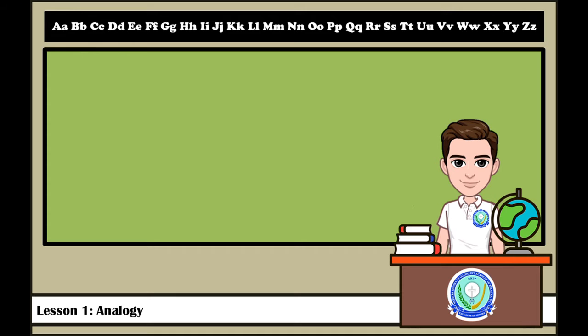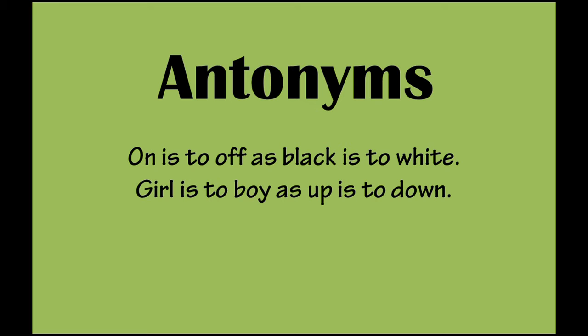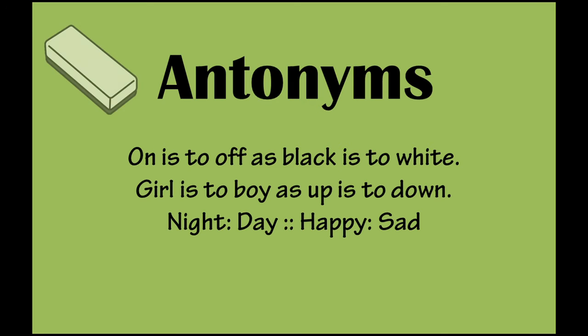Let us now discuss the different types of analogy. The first one is antonyms. These are the pairs that show an opposite relationship. Examples: on is to off as black is to white. Girl is to boy as up is to down. Night is to day as happy is to sad.